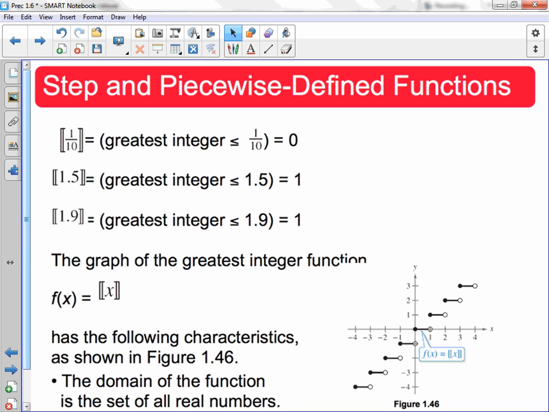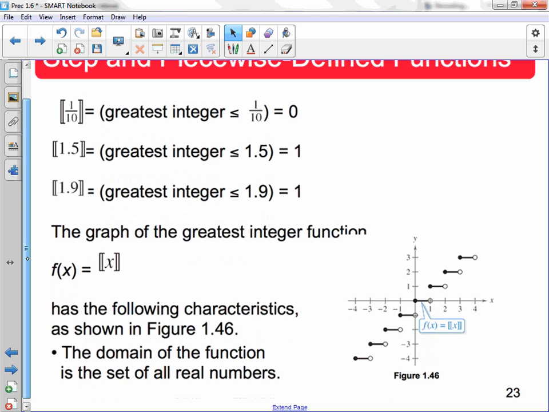So 1/10, the greatest integer less than or equal to 1/10 is 0. So 1.5, the greatest integer less than or equal to 1.5 is 1. 1.9 goes back to 1. And the graph has this stair step, I'll scroll down, like this here.